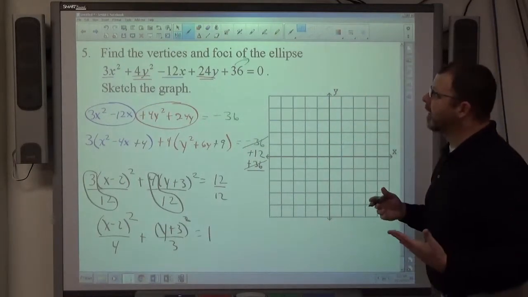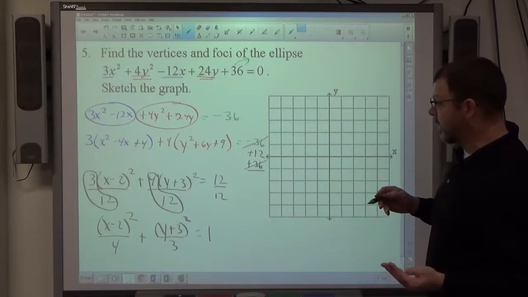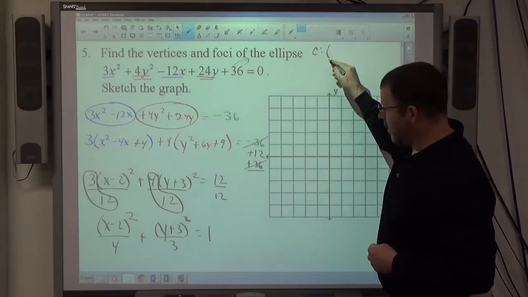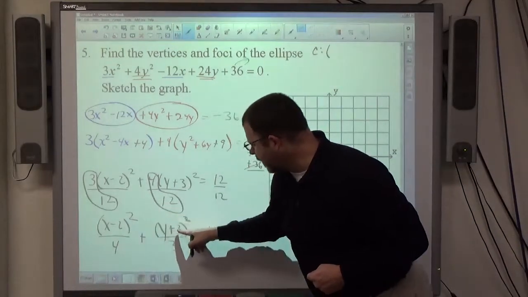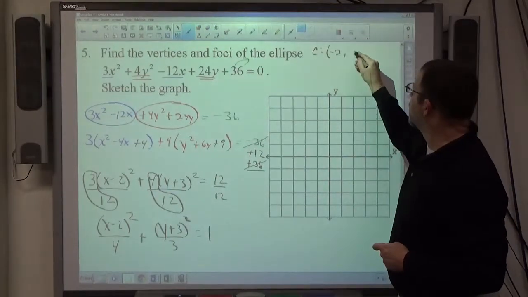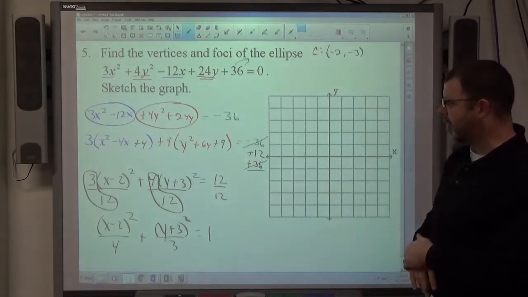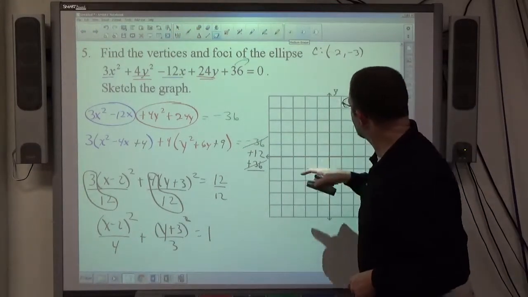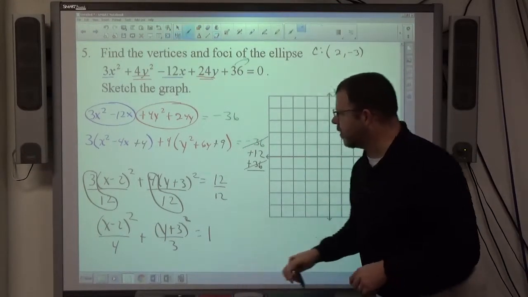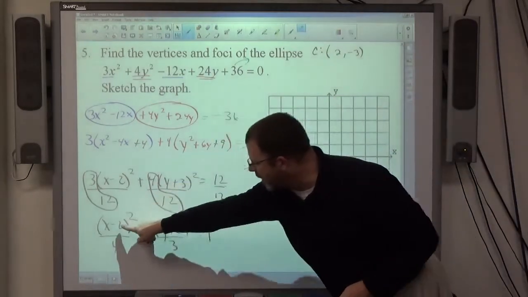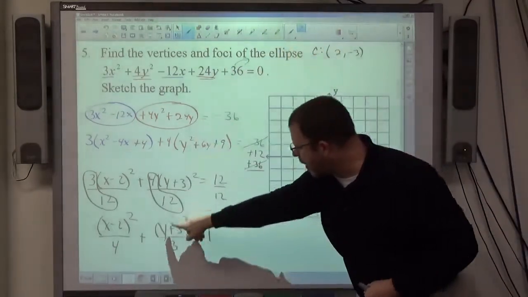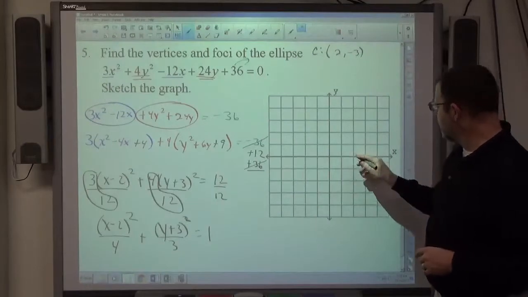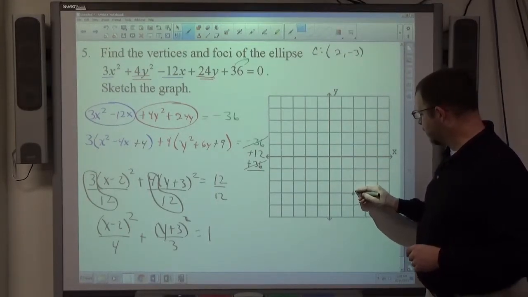As far as everything I need, all the vertices and foci of the ellipse, I need the center first. So the center is going to be positive 2, negative 3. As with all these conic sections, we always change those signs from the standard form. So, oops, positive 2. Positive 2, negative 3. So, change the sign, negative becomes positive, positive becomes negative. So 1, 2, 1, 2, 3, that's the center.